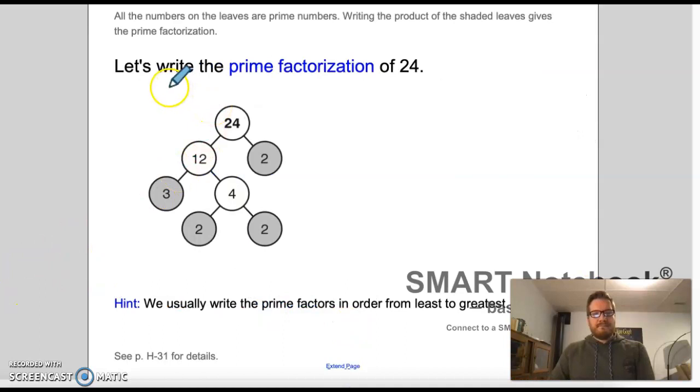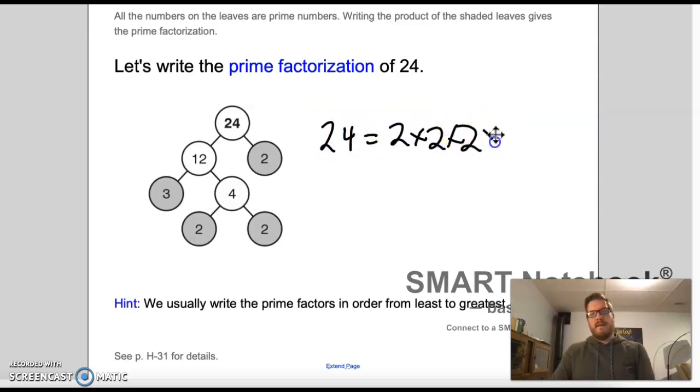What it says up here is that all the numbers on the leaves are prime numbers. Writing the product of the shaded leaves gives us the prime factorization. And so I would say here then that 24 equals 2 times 2 times 2 times 3. And again, I'm writing them in order from least to greatest.